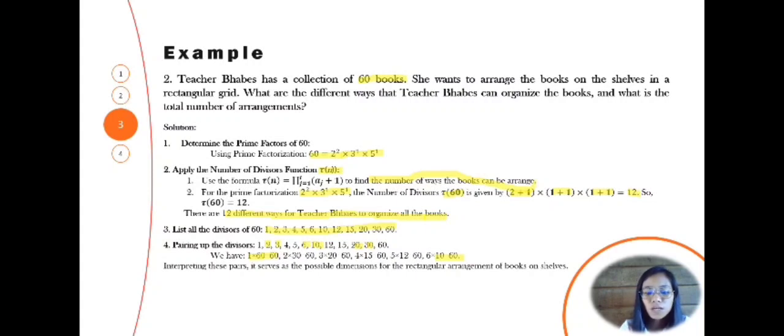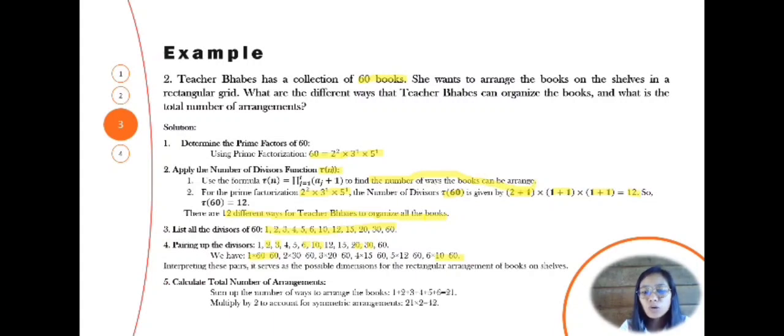Then we get the sum of the total number of ways to arrange the books, in which it is equal to 6 pairs. That is why we will have 1 plus 2 plus 3 plus 4 plus 5 plus 6, which is equal to 21. Then we multiply it by 2 to account for the symmetric arrangement. So we have here 21 times 2 equals 42.